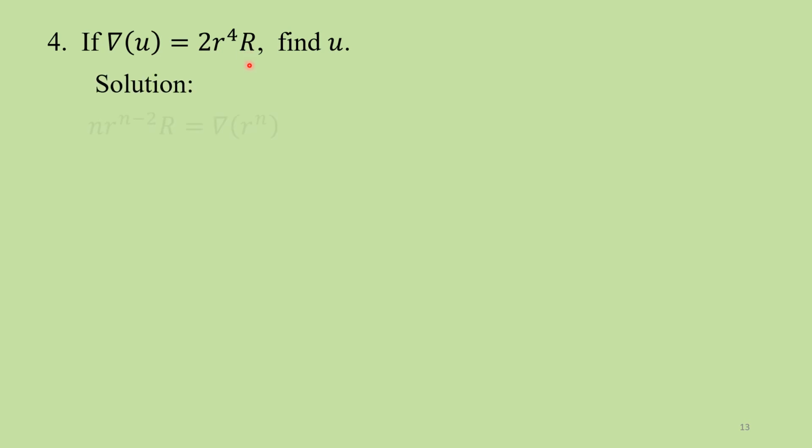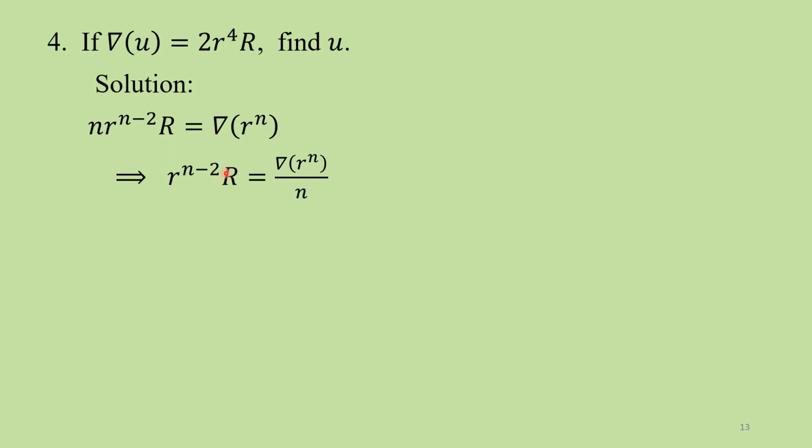So I use the result of the gradient of r power n, that is known to us, n r power n minus 2 into vector r, or we can find that by using the result del of f of r is f dash of r by r into vector r. So I'll get this result. Now see, it resembles the given answer, so I can write r power n minus 2 into vector r as nothing but del of r power n by n. Now I want r power 4 into vector r, which means the power should be 4.